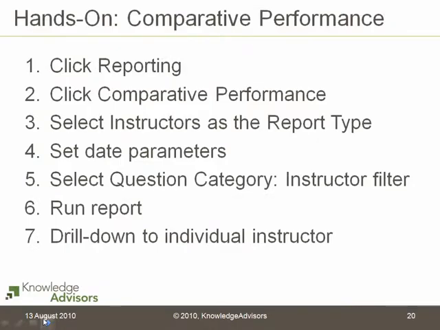Now that you have seen how to generate the report, here's another hands-on exercise. First, click Reporting. 2. Click Comparative Performance. 3. Select Instructors as the report type. 4. Set date parameters. 5. Select question categories, instructor filter. 6. Run report and drill down to the individual instructor. Feel free to go ahead and pause now to run these steps as I show here.